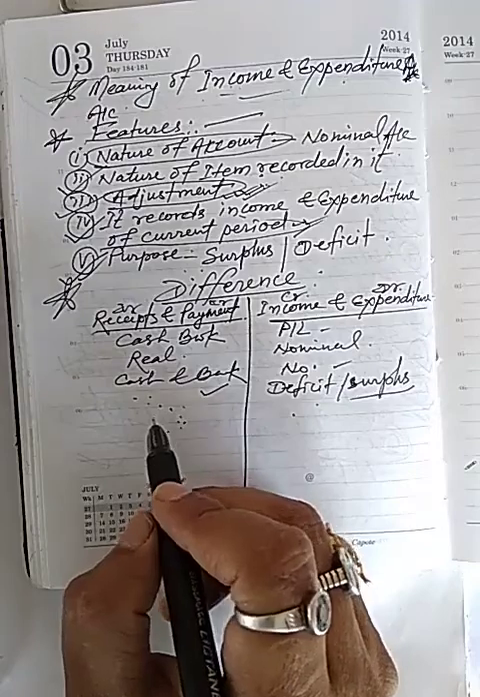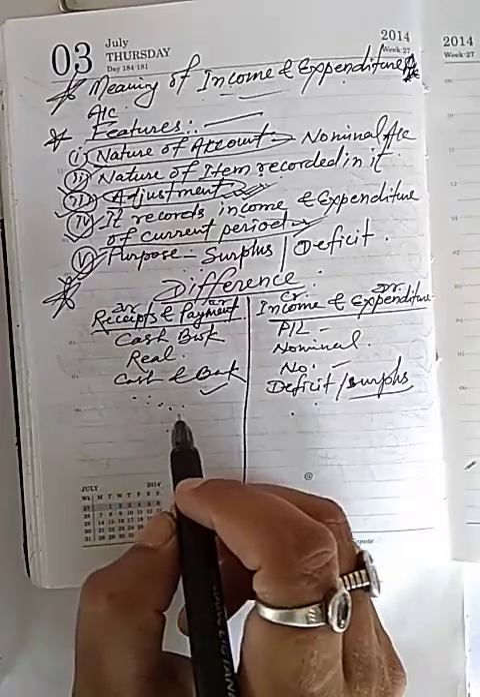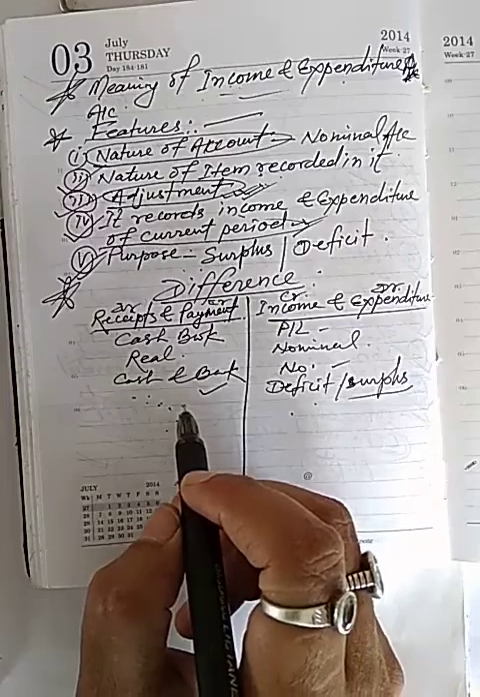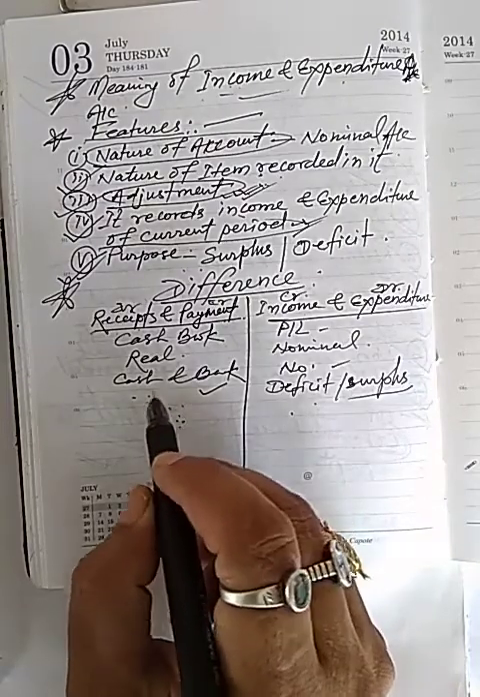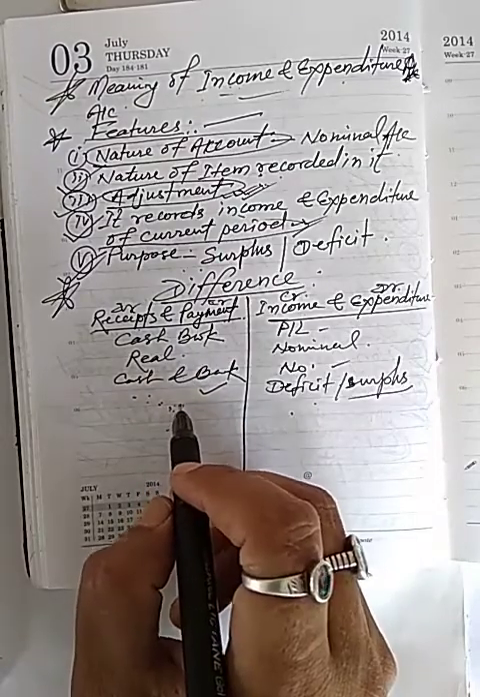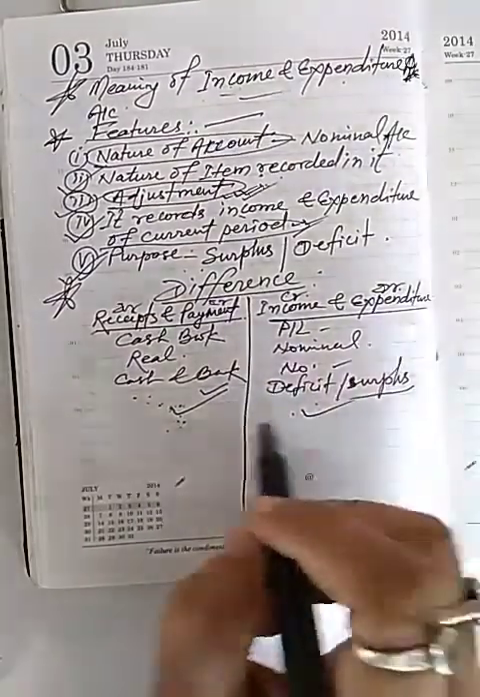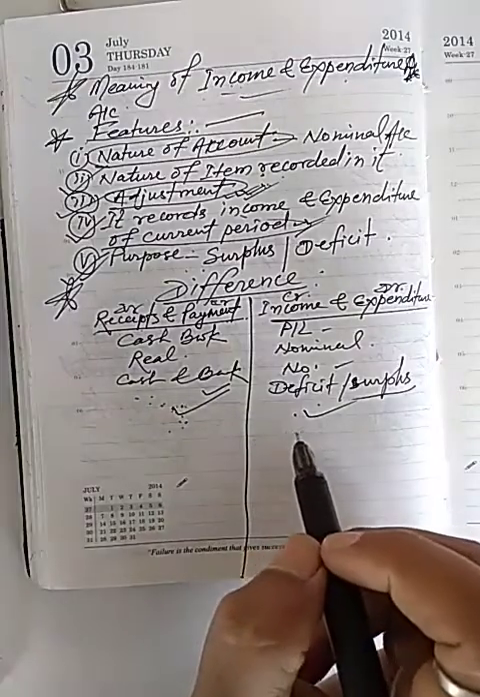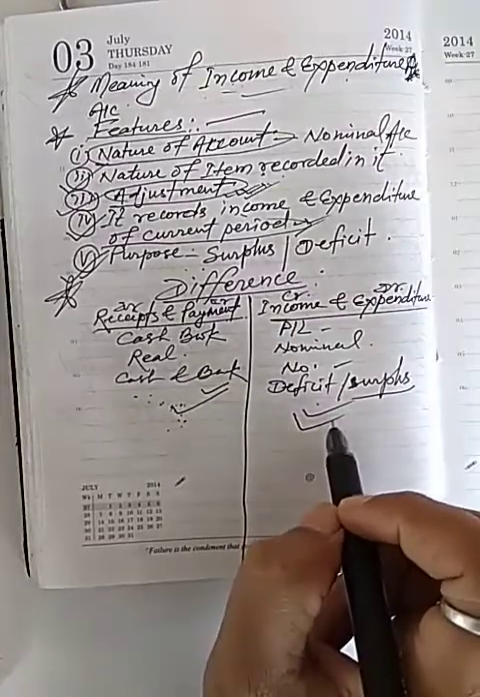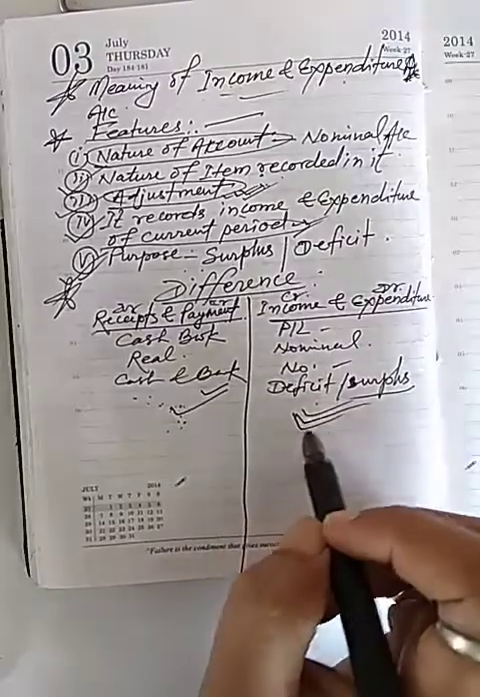Next point is receipt and payment account need not necessarily be accompanied by a balance sheet because all revenue as well as capital items are included in it, but in income and expenditure account only those items which are of a revenue nature are included.